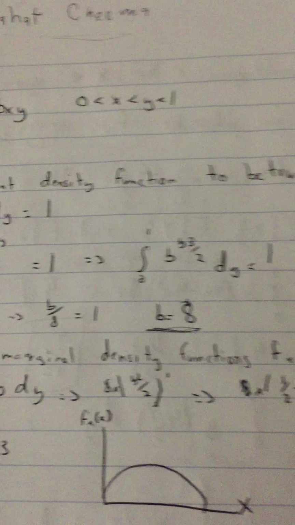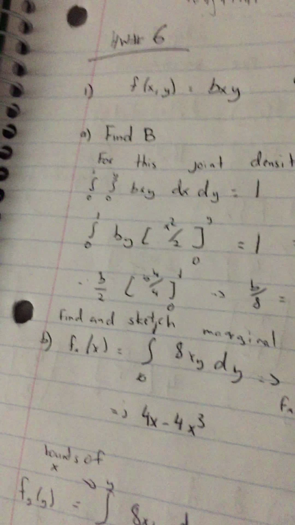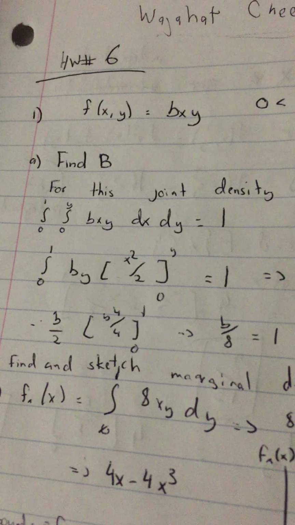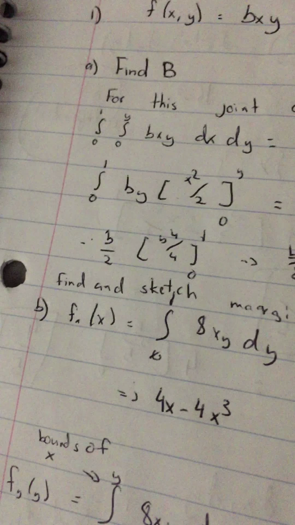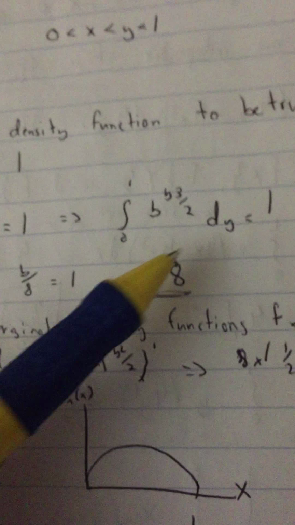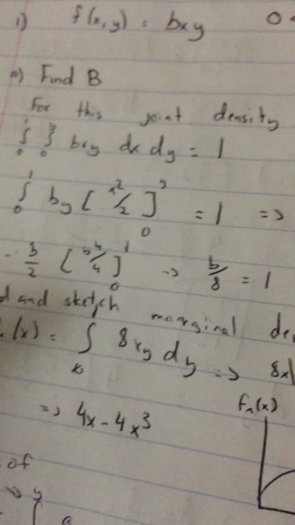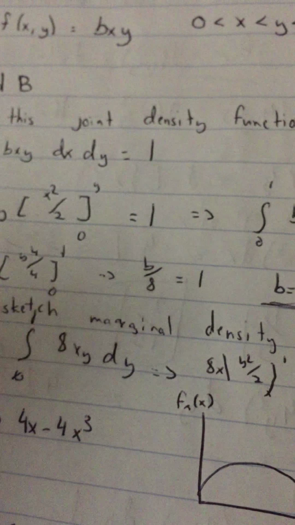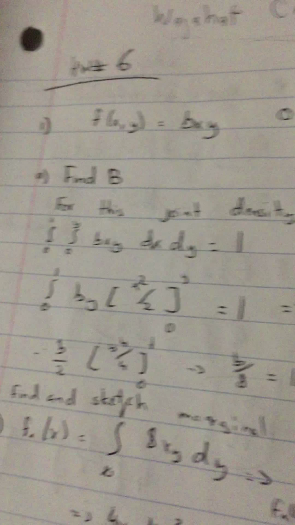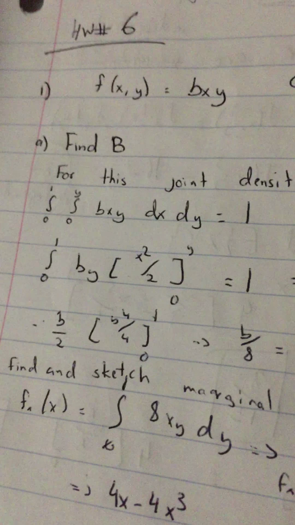So for this joint density function to be valid, it has to be within those bounds, and the integral of bxy dx dy has to equal 1. So that leads to the integral from 0 to 1 of b x squared over 2 from 0 to y, which equals 1. Play around with the integral a little bit more, you get b over 8 equals 1, and then b equals 8. So for part A, b equals 8.